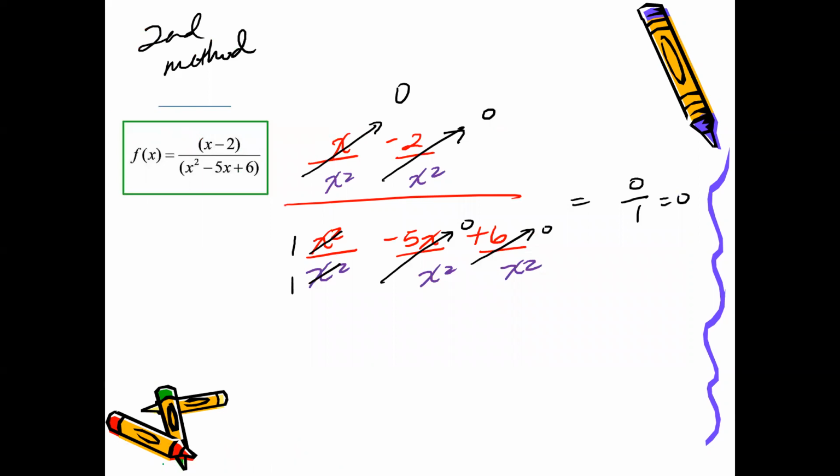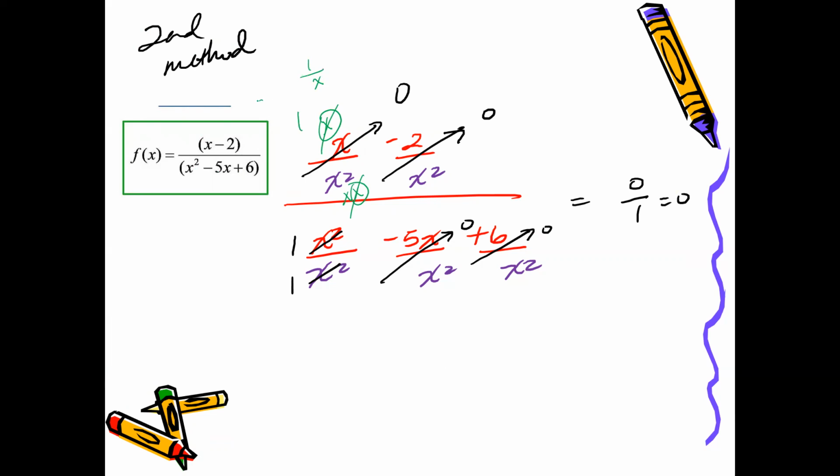The second method, instead of factoring, is to divide all terms, numerator and denominator, by the highest power. So in this case, it's going to be x squared. So I'm going to divide everything by x squared. Here you have an x over x squared. So that's an x and an x. Then one of the x's cancel, and you have a 1 over x.